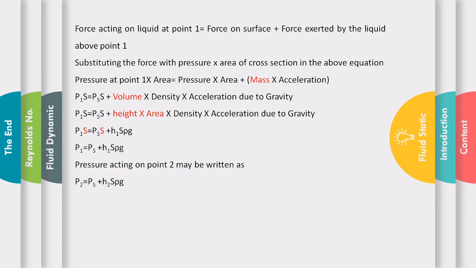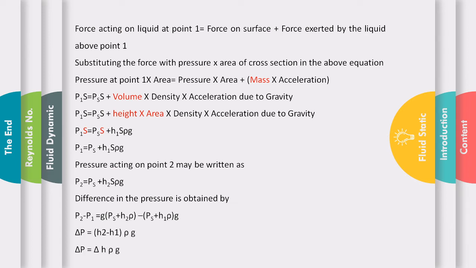Now we can find the pressure difference between the 2 points, by substituting the 2 points, P2 minus P1. Ultimately the final result will be delta P is equal to delta h rho g, where delta P is the pressure difference. Now moving toward the fluid dynamic.